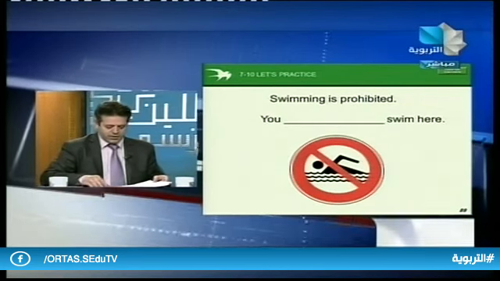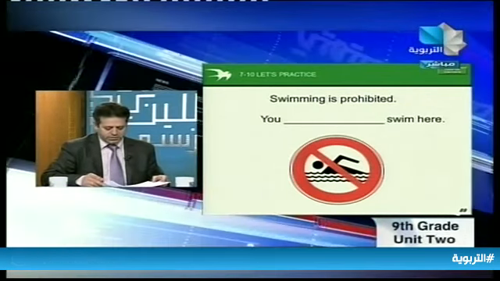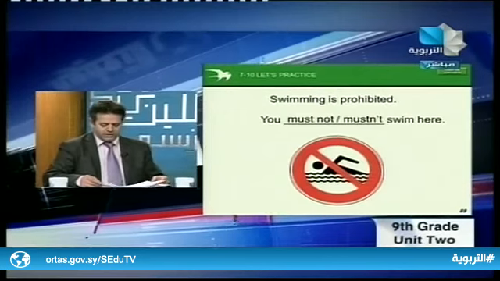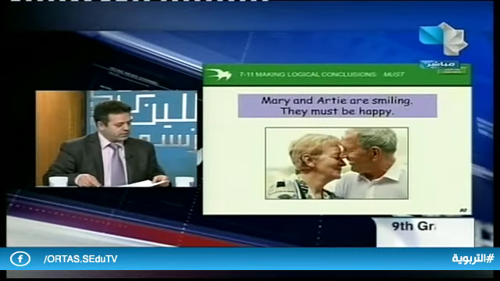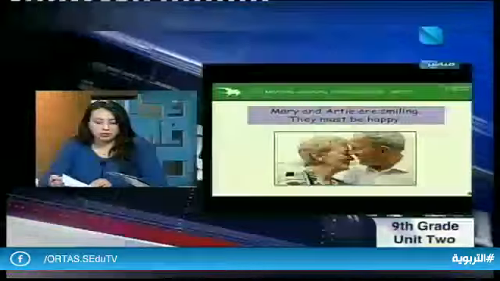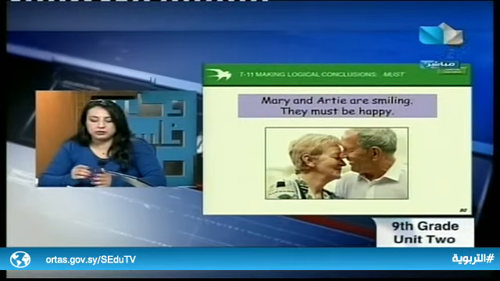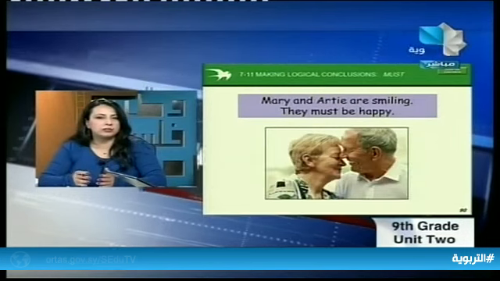Swimming is prohibited. You mustn't swim here, or you must not swim here. Exactly. Now we can get to logical conclusions by using must. Must means you are sure about something.